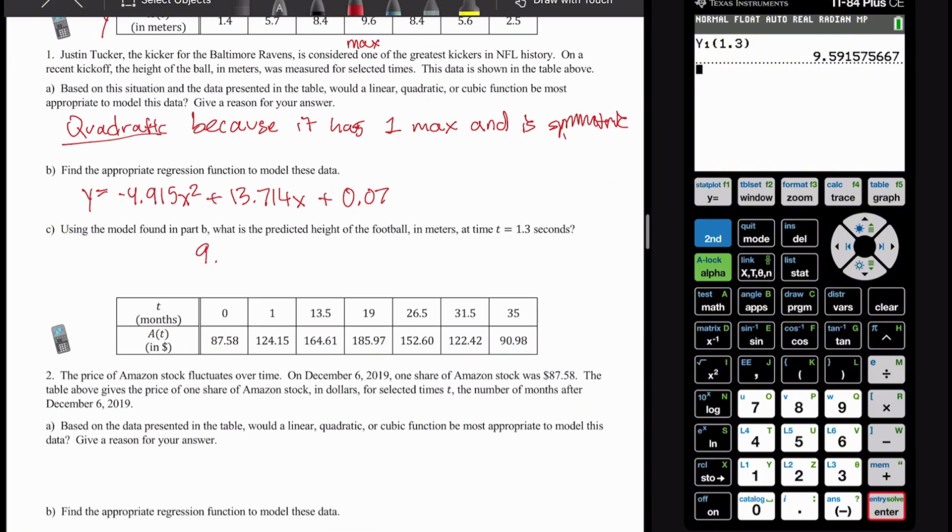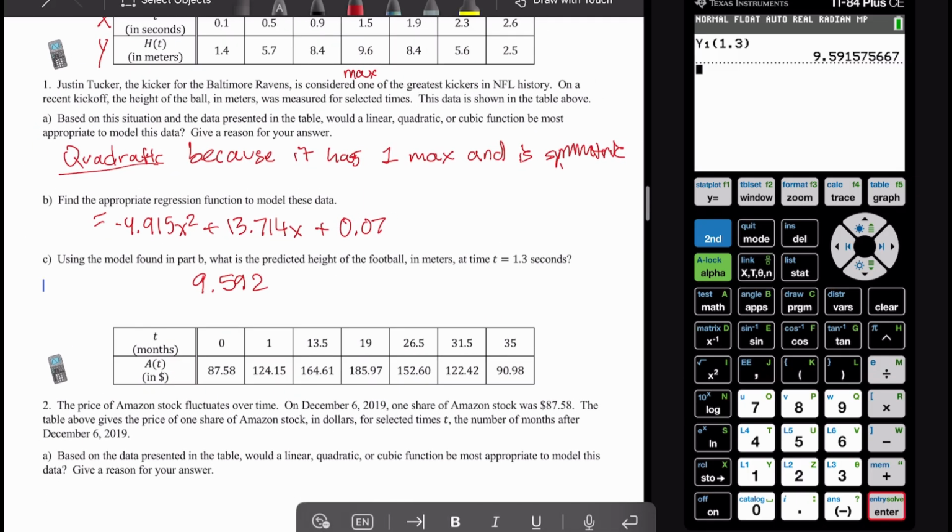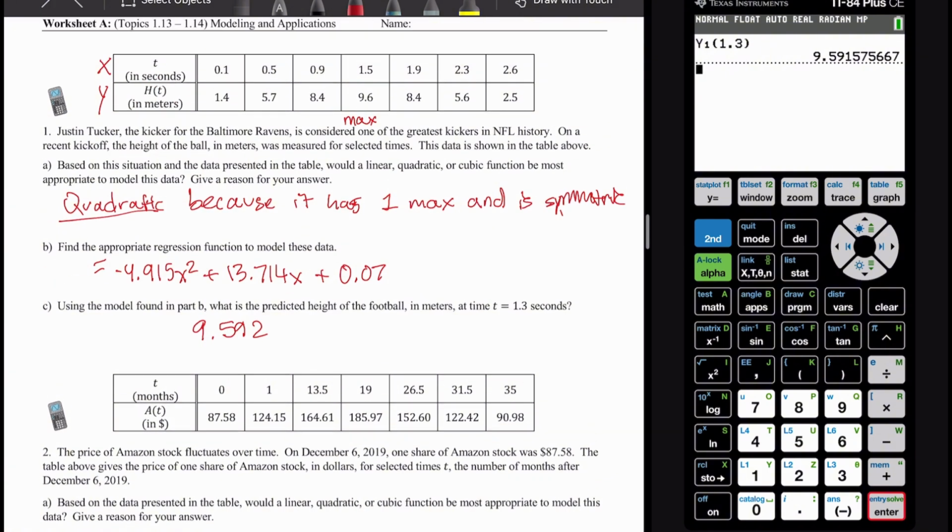So 9.592, and it would be y is equal to, but actually your teacher might not accept y, and you'd have to write the function name, because it's a function. So the y value up there would be h of t. Then this would be h of 1.3, because we plugged in t as 1.3, that's equal to 9.592.